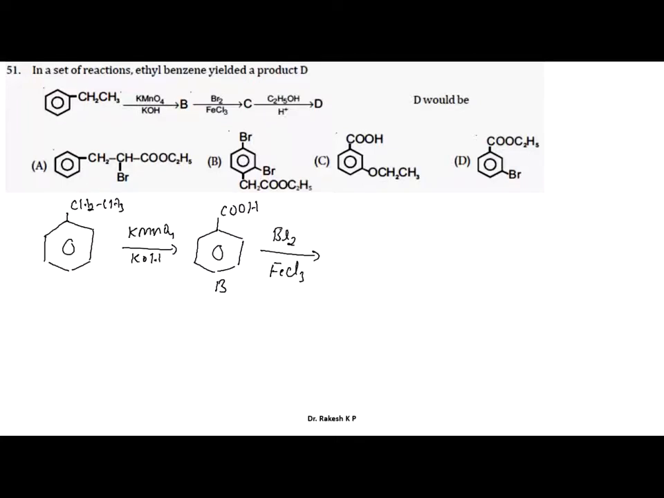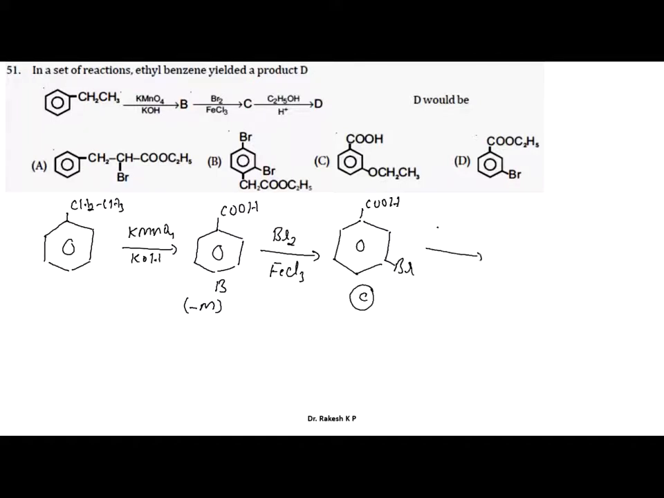We know that the carboxylic acid shows the minus M effect, hence it is meta directing. And here we get metabromobenzoic acid. So what we are going to get here is the metabromobenzoic acid. So we got the meta bromo. So that is the product C.